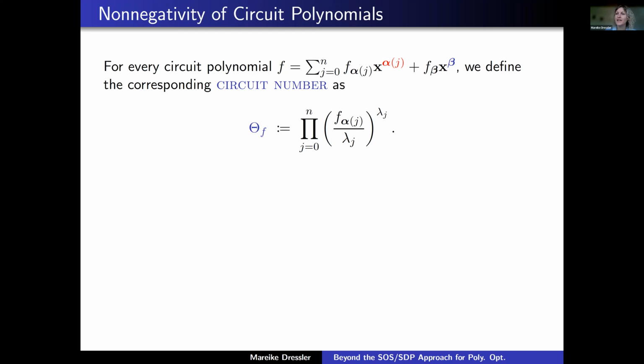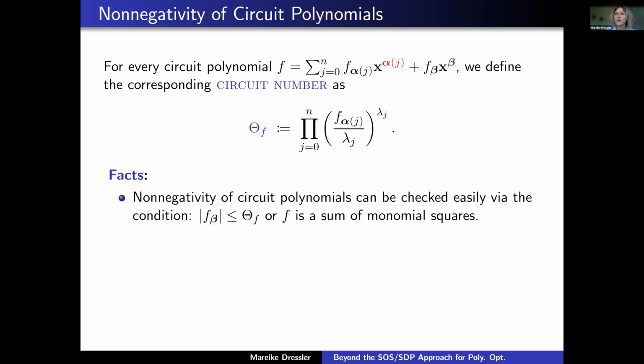And with this number, I can check whether a circuit polynomial is non-negative or not. Namely, it clearly depends on this bad term, right? The absolute value of the coefficient of this bad term, this f beta, has to be bounded by this circuit number, or f is a sum of monomial squares. Then I also know that it is non-negative, and this sum of monomial squares just means my f beta is also strictly positive and my beta is also even. And then we already discussed that this polynomial is clearly and obviously non-negative.